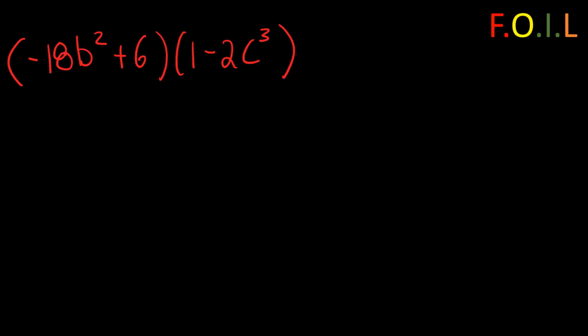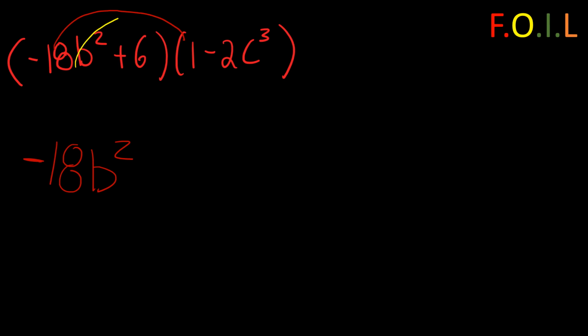So we're going to start with our first, and we're going to do negative 18b squared times 1, right? A negative and a positive is just going to be a negative, right? And because we're timesing by 1, it's just going to be the same number. Awesome, so that's our first. So now let's do our outer.